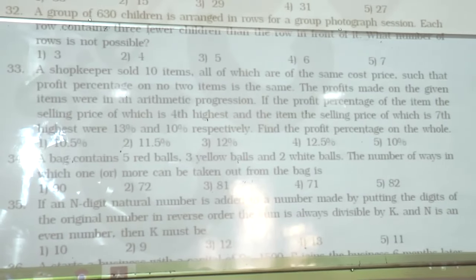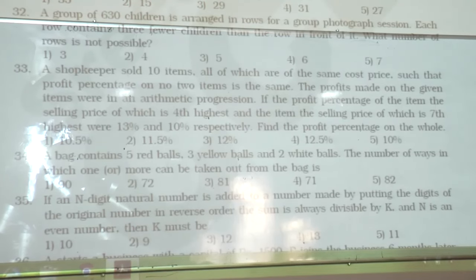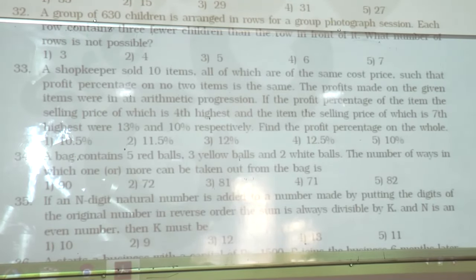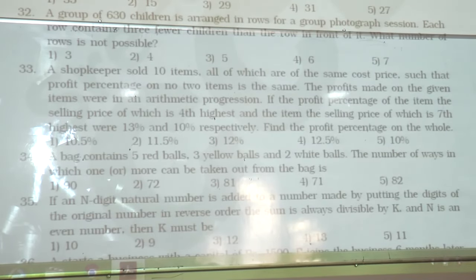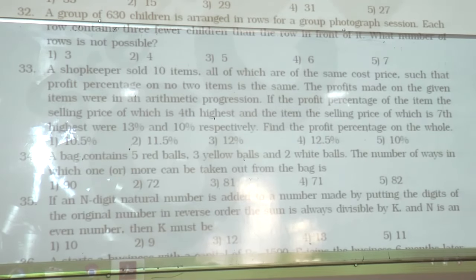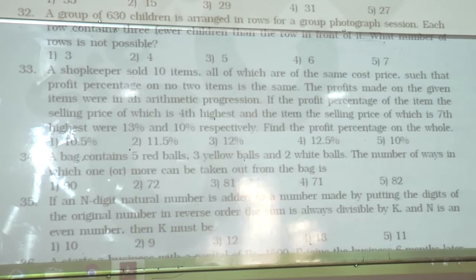33. A shopkeeper sold 10 items, all of which are of the same cost price, such that the profit percentage on no two items is the same. All are different selling prices. Cost prices are same. All selling prices are different. The profits made on the given items were in an arithmetic progression. They were continuously increasing or continuously decreasing.